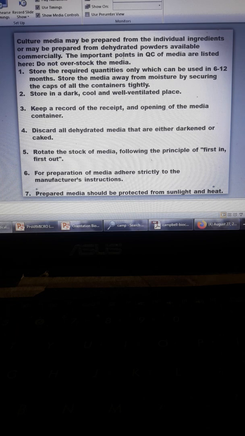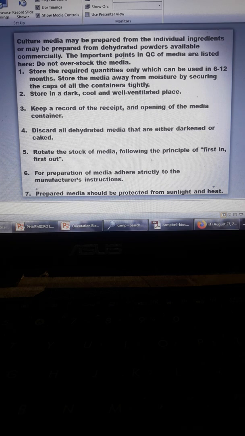Okay? Store the required quantities which can be used for 6 to 12 months. Try to look also at the expiration date. Store the media away from moisture because agar is very sensitive. Once it is contaminated by water, there is a tendency for bacterial contamination already, or it will react. Okay?